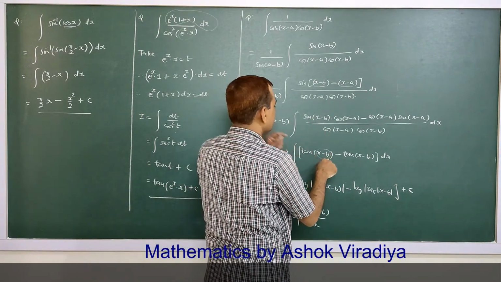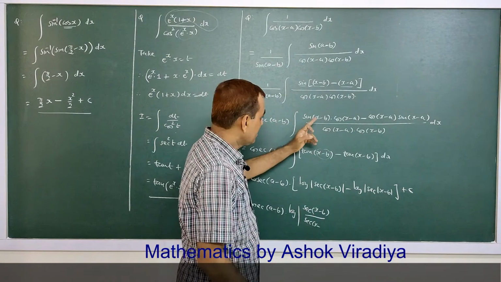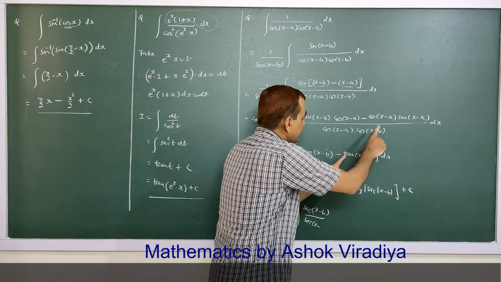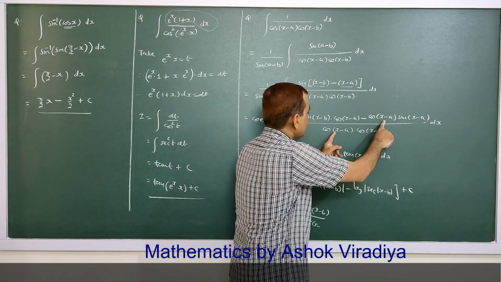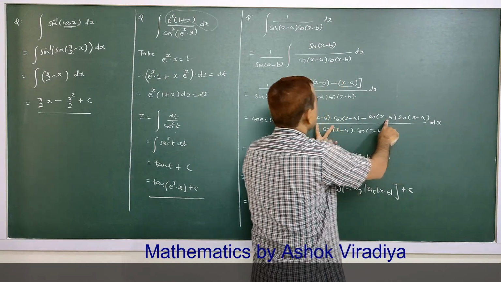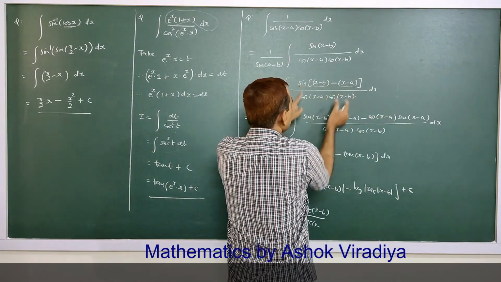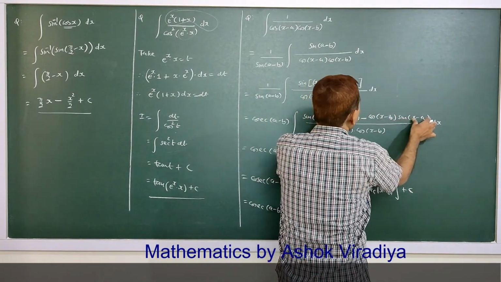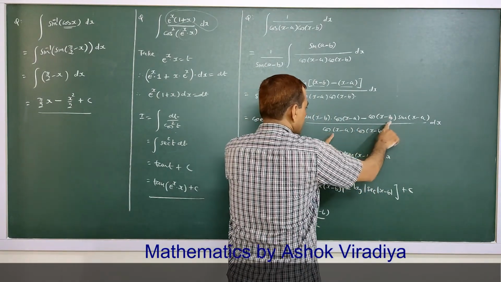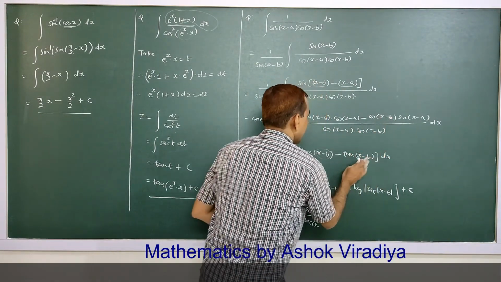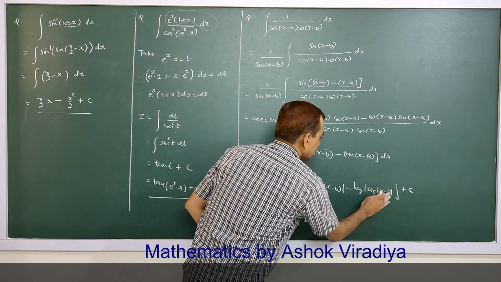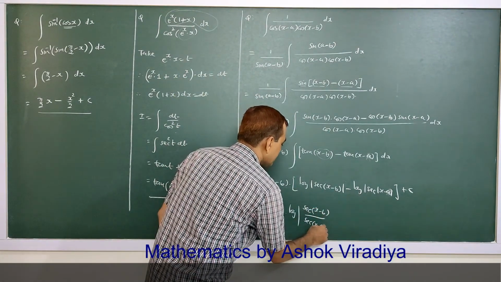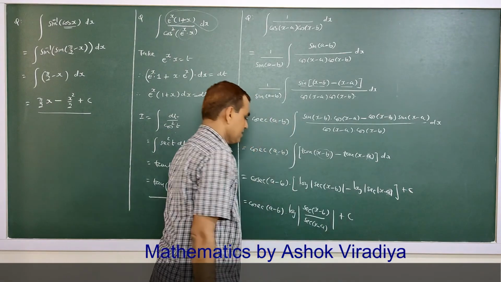So this is cosec of a minus b log mod sec of x minus b upon sec of... sorry, I have made a mistake. Sin cos will be cancelled, so this will be tan, and in the second term this will be cancelled. Sin alpha minus beta is sin alpha cos beta minus cos alpha sin beta. So this will be cancelled, and here tan of x minus a comes. So this will be a. So log mod sec of x minus b upon x minus a plus c.